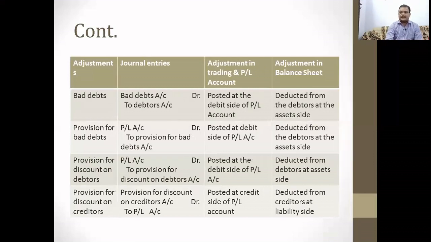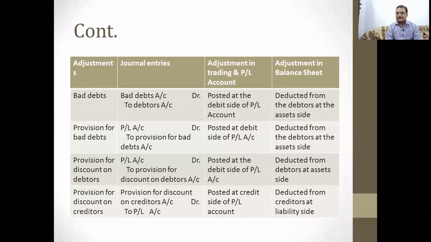Bad debts is also a kind of expense. Bad debts are those debts which are not supposed to be recovered in the near future, that is called bad debts. So the bad debts account debit to debtors account, it should be posted at debit side of profit and loss account and deducted from debtors at the asset side.